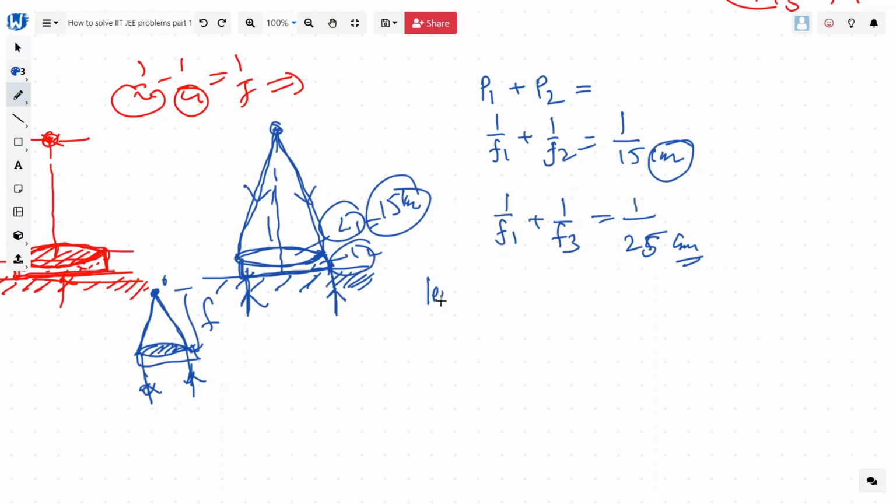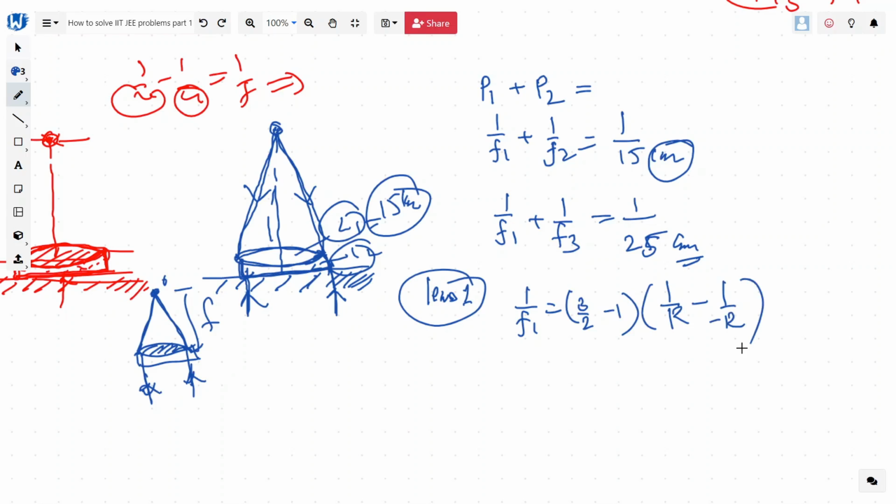So we can write something like this. For the lens number 1, we can write the lens maker formula. So 1 by f1 is going to be equal to mu, which is 3 by 2, minus 1, and then r and minus r. See, always draw this diagram, otherwise we'll make a mistake. So the light is coming like this, this side is positive, this side is negative. So this r is falling on this side, it is positive; in case this r is falling on this side, this is negative r.